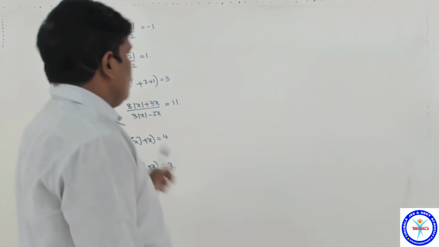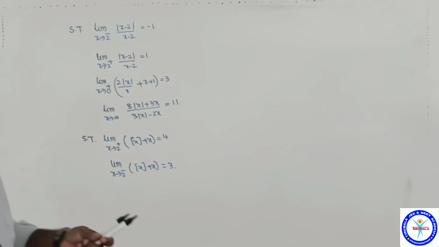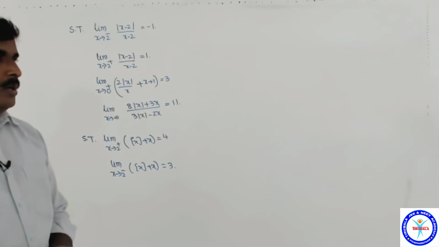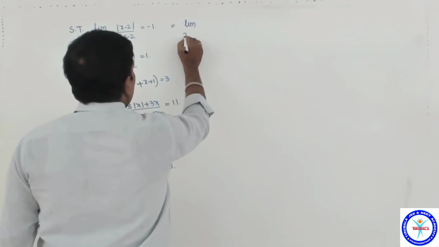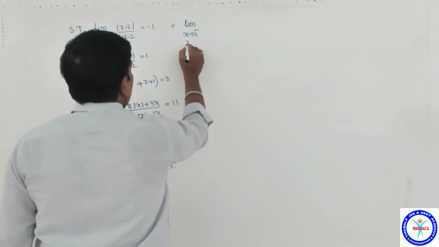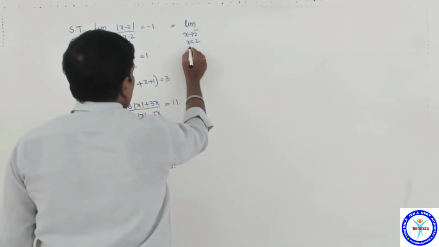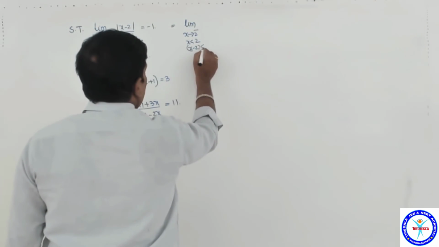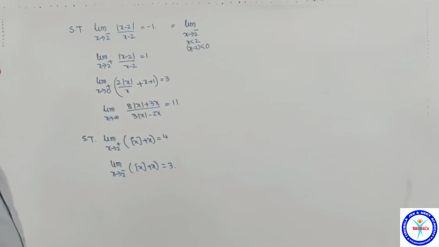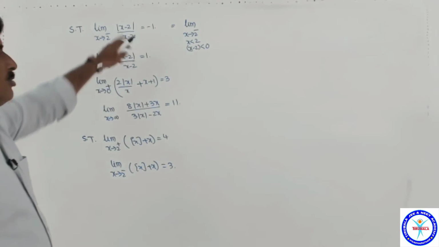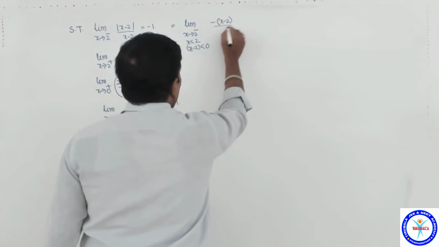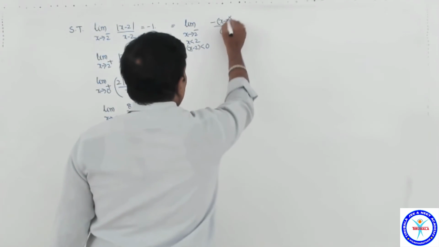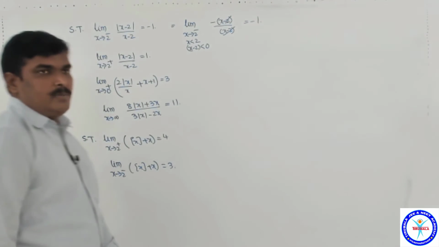So, these are the easiest questions, regular questions. So, limit x tends to 2 minus. This is equal to limit x tends to 2 minus. That means x less than 2. When x less than 2, x minus 2 is less than 0. Okay. So, when x minus 2 less than 0, mod x minus 2 is minus of x minus 2. That's why minus of x minus 2 by x minus 2. These two values are cancelled. The constant limit is minus 1.